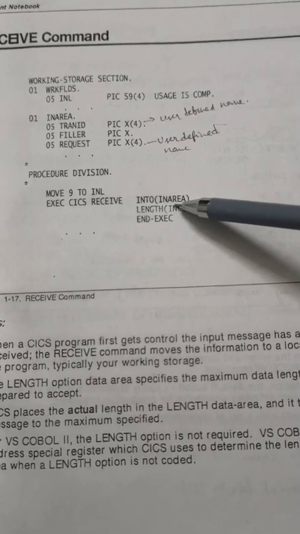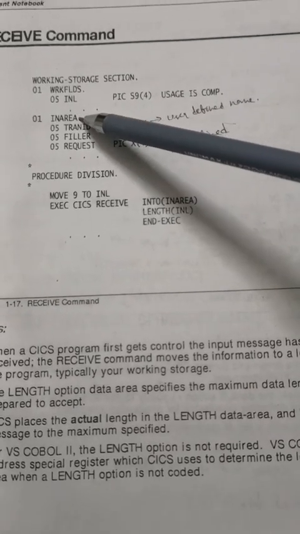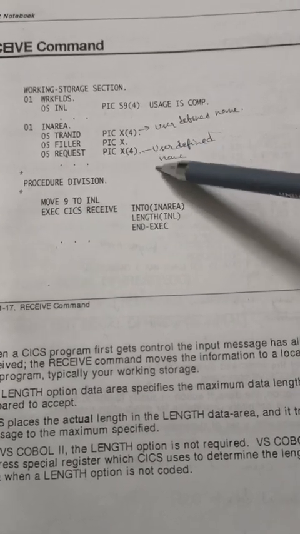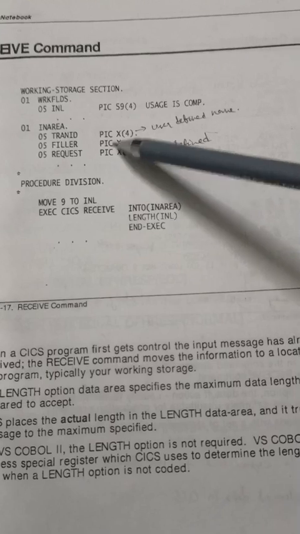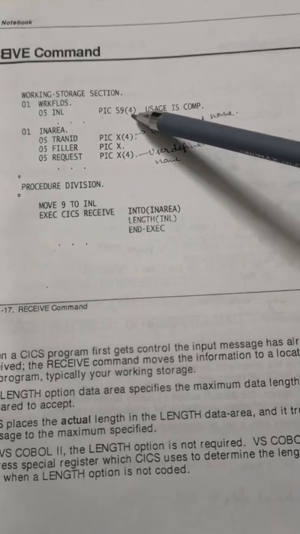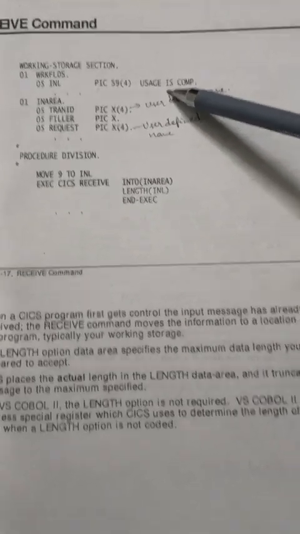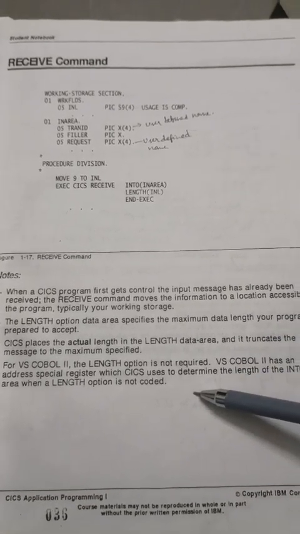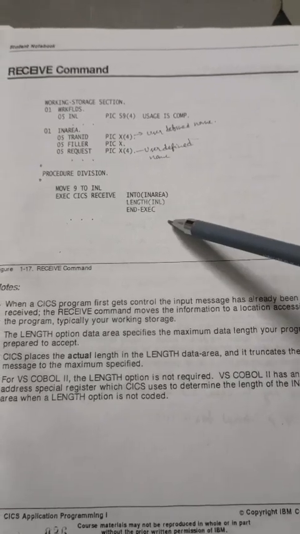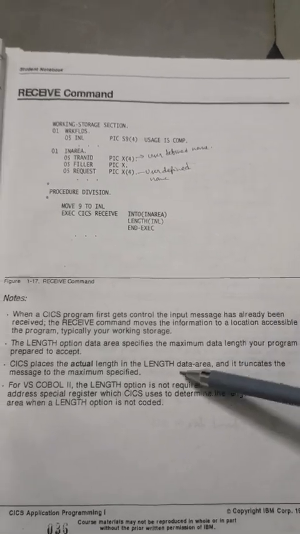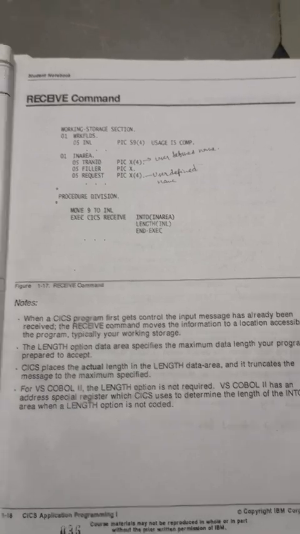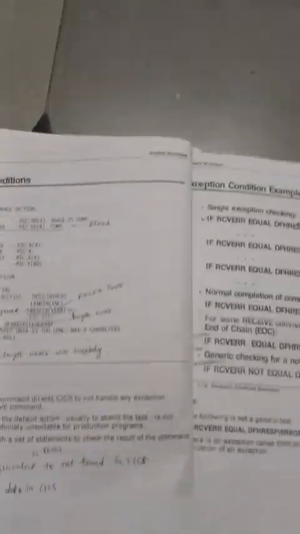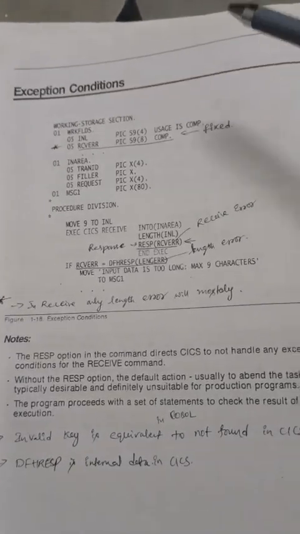You can see how INRA is declared here, INRA is the receiving working storage variable, and INL is the length parameter. The picture clause for the length is S9(4), usage is COMP. These are the length options. What will happen if the length parameter is not coded in a CICS program? By default it will take a maximum length of 80 characters. If you do not provide the length option, the system will automatically take the length parameter value.